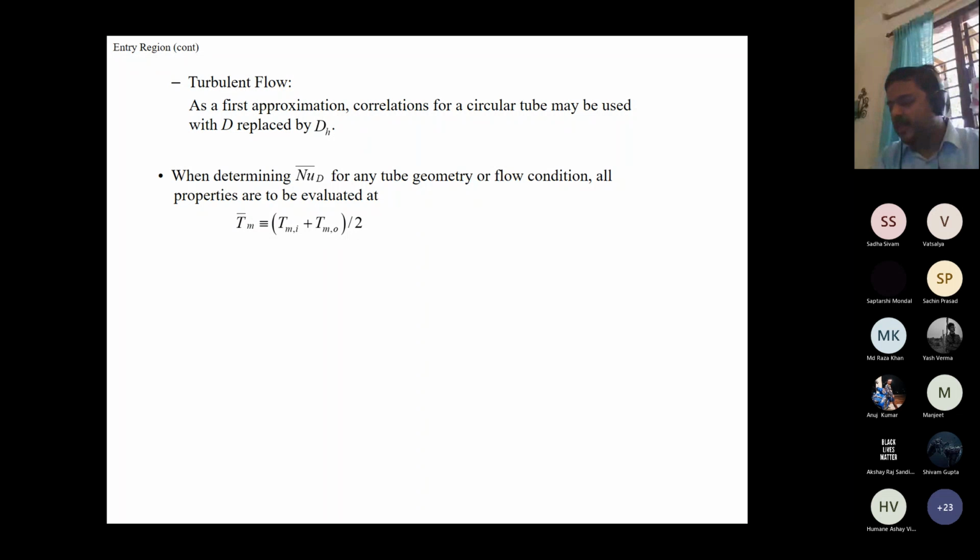Okay, a few final notes. When you are determining Nusselt number in terms of Reynolds number or Prandtl number, or even thermal conductivity, at what temperature will you consider these properties? What they say is the mean film temperature. Or a good approximation, because the fluid temperature is continuously changing, is that one of the ways is you take T inlet plus T outlet by 2.